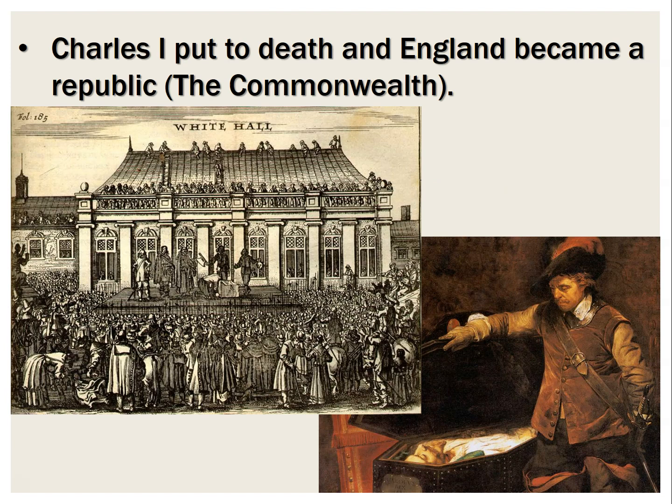Well, it was decided to put Charles on trial, and Charles I was put on trial, found guilty, and sentenced to death. They executed their king, and England then transitioned from being a monarchy to a republic. This period in English history, while England was a republic, is known as the Commonwealth. And there's the crowd gathered to witness the execution of their king, King Charles I. There's Oliver Cromwell looking at Charles I.